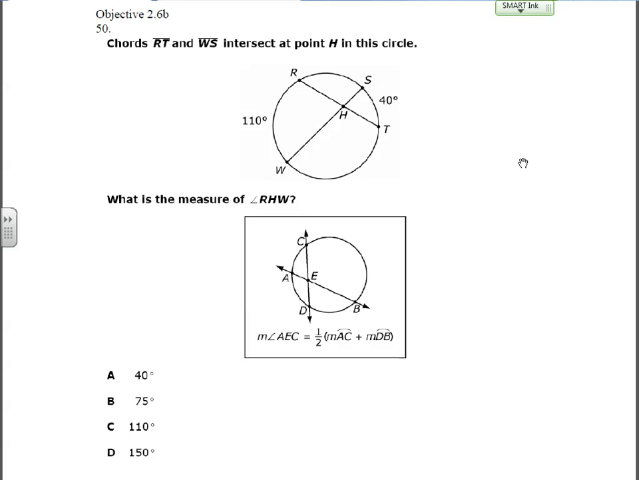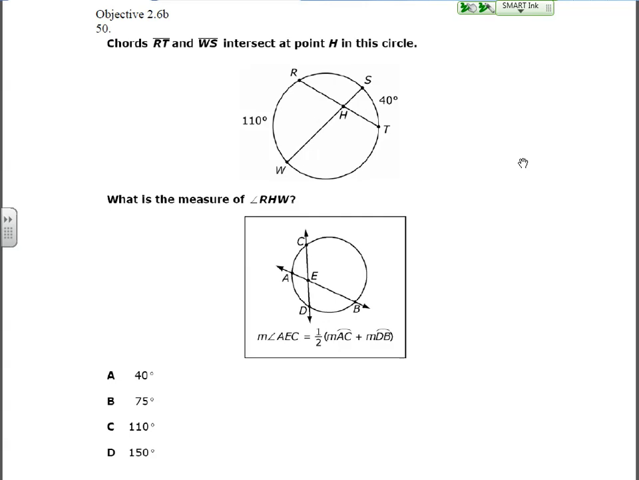Chords RT and WS intersect at point H in the circle. Notice point H is not in the center. So this angle measure is not going to be 40. And this angle measure is not going to be 110. That relationship only exists when H is in the center of the circle.